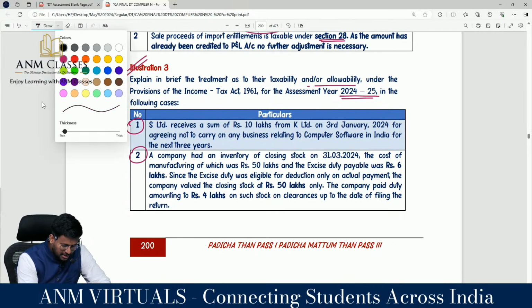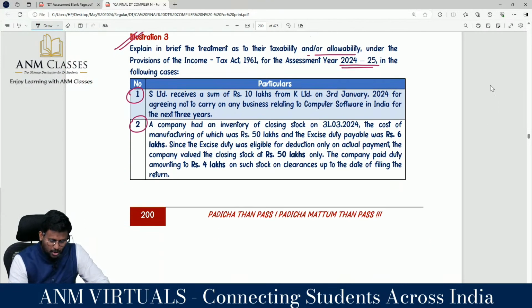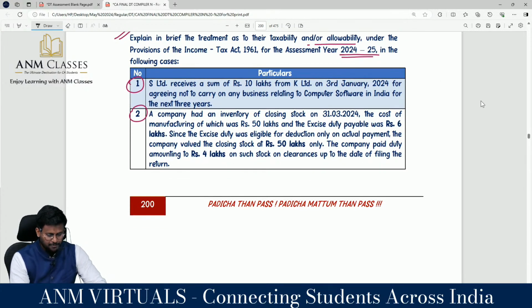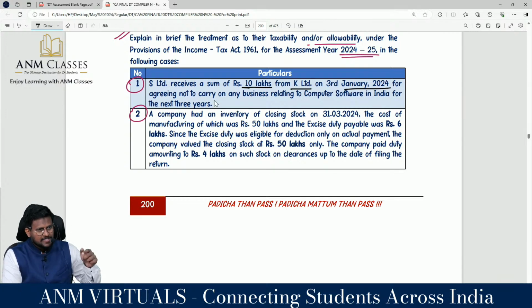Explain in brief the treatment as to their taxability or allowability under the provisions of the Income Tax Act for the assessment year 24-25 in the following cases. S Limited received a sum of rupees 10 lakh from K Limited on 3rd Jan 2024 for agreeing not to carry on any business of computer software in India for the next 3 years. This is a non-compete fee. This will be taxable as PGBP income. This is specifically covered in 28.